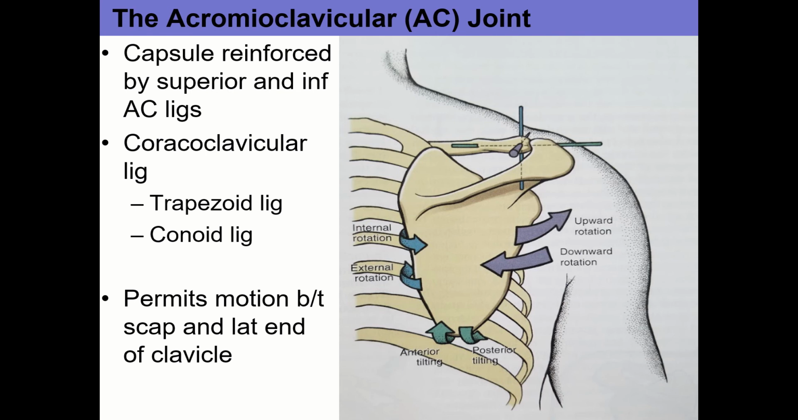So those all work together to allow for arm movement. So again, a surprisingly important little joint. So that one's easy to find too.